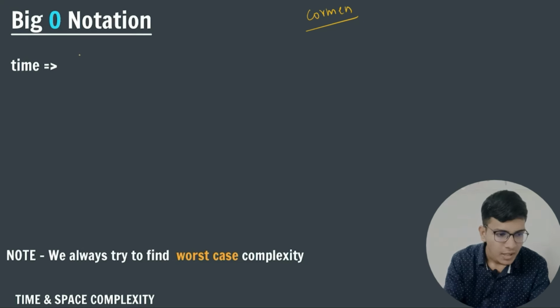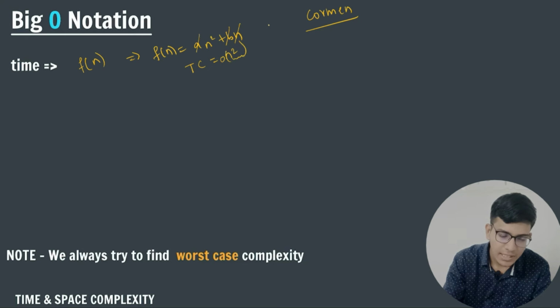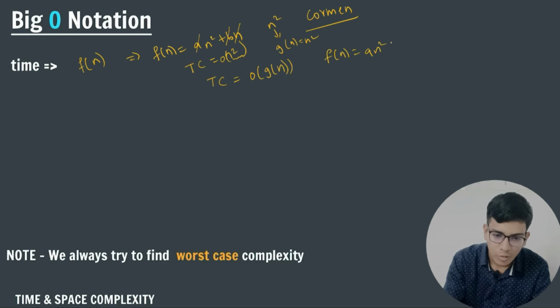Here, let us take that time is a function of our input. So I can describe my time as f(n) = an² + bn. What I told you is that we ignore constants and take only the largest term, so our time complexity becomes O(n²). Can I write that n² is also a function? Let g(n) = n². So the time complexity is O(g(n)), where my function is f(n) = an² + bn.